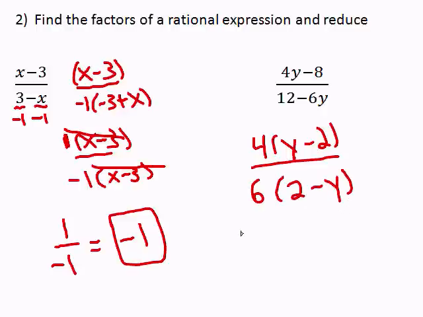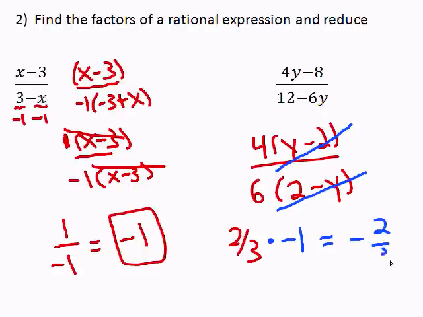We can reduce the 4 and 6, giving us 2 over 3. And just like the previous problem, we notice that y minus 2 and 2 minus y are the same, except the order is different and they're separated by a minus sign. So we can make that a negative 1, giving us in the end negative 2/3.